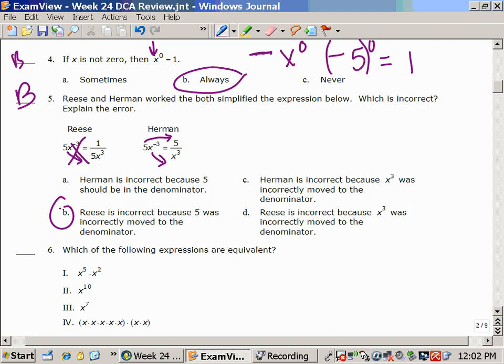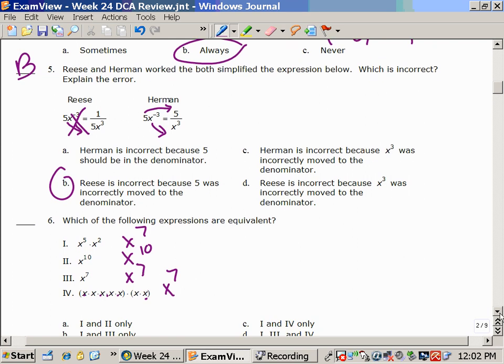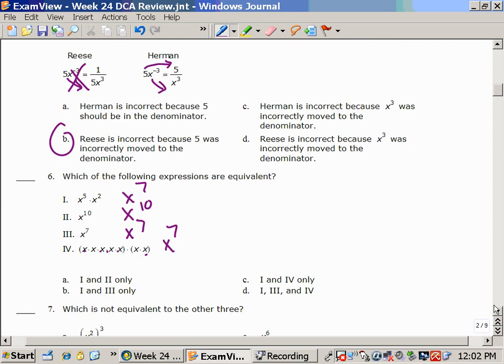Okay, I need to see which of these on number 6 are equivalent. Well, on this one, you have to add the exponents. That gives me x to the 7th. Number 2 is already x to the 10th. 3 is x to the 7th. And the fourth one, we have 1, 2, 3, 4, 5, 6, 7, x to the 7th. So looking at these solutions, there are 3 things that are equal, and I believe it is D, 1, 3, and 4.